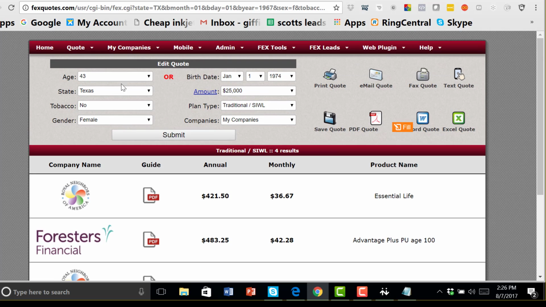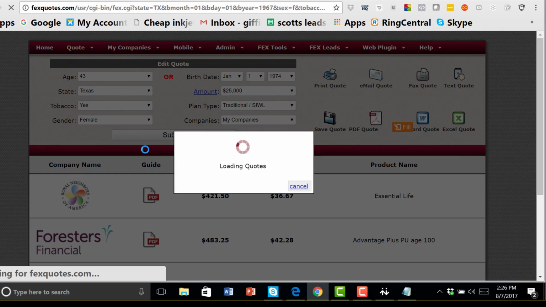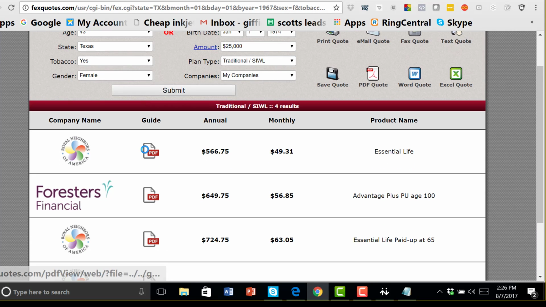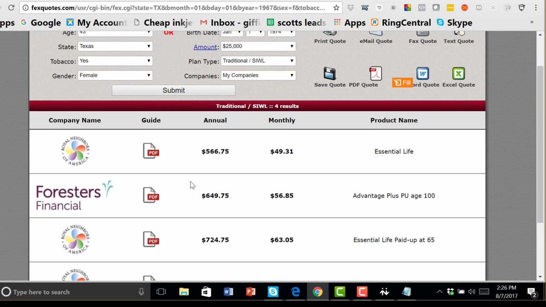So I can get a 43-year-old female, non-smoker. Let's try smoking and see what happens. So it goes up a little bit. Royal and Foresters are going to be your main ones.